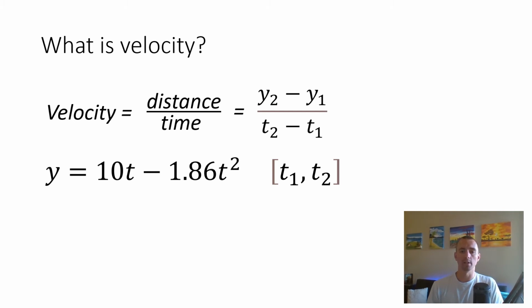You basically want to take the height of the object at your second point in time minus the height of the object at your first point in time, and that tells you how high it moved, either up or down, basically the distance it moved between those two points in time. Then you divide that by the second point in time minus the first point in time, which tells you the amount of time that elapsed. So y2 minus y1 tells you the distance traveled, and t2 minus t1 tells you the time that passed. If you divide those, that gives you the velocity over that period of time, the average velocity.